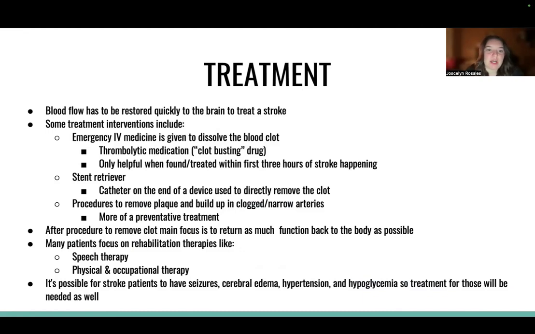After a procedure to remove a clot, the main focus is to return as much function back to the body as possible because, like previously stated, depending on where the stroke is found, it can cause different lack of function to the body. Many patients focus on rehabilitation therapies like speech therapy, physical or occupational therapy to gain that function, to gain that self-care back and be as independent as possible. And it's possible for stroke patients to have seizures, cerebral edema, hypertension, hypoglycemia, and so we have to treat for those as well.